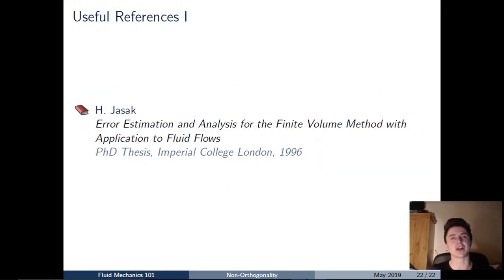Now, a useful reference for those of you who are interested in some further reading or would like to dive into a bit more detail about the non-orthogonal corrections, how we choose that vector delta and the vector k, I'd highly recommend reading Professor Jasak's thesis, which has got lots of very useful information in it, and his thesis is available online, and I'll leave a link to it in the description below.